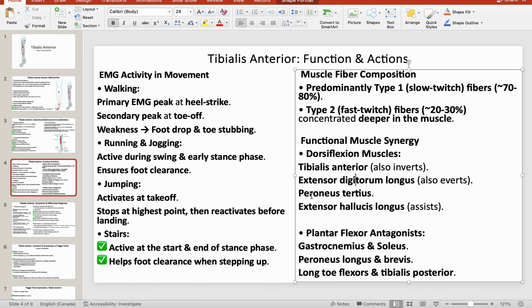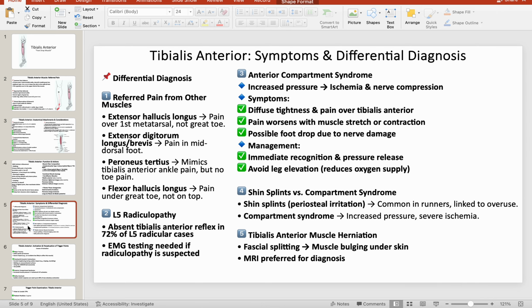So these are the muscles that it kind of works together with. They do the dorsiflexion, and then these are the antagonists. So let's move on. These are basically differential diagnoses, other muscles that could be involved in this as well.